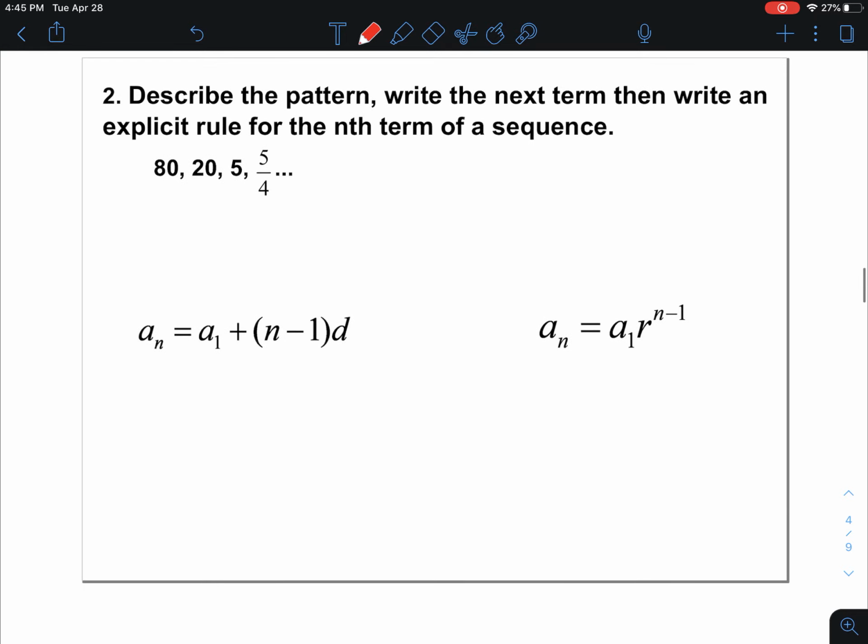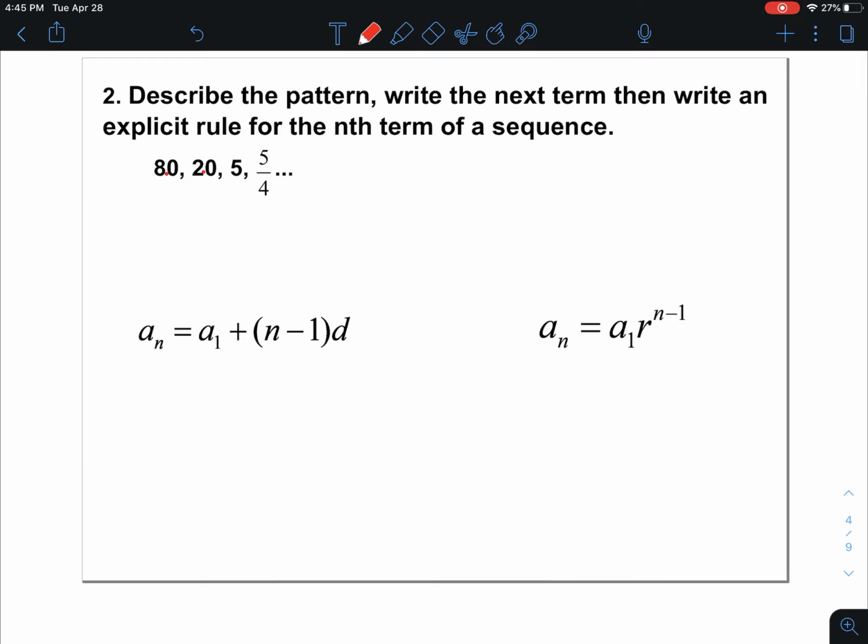Okay, now describe the pattern, write the next term, write the explicit rule for the nth term of a sequence. Okay, let's look at our pattern this time. It's going from 80 down to 20. So if we were subtracting, that would be a difference of 60.